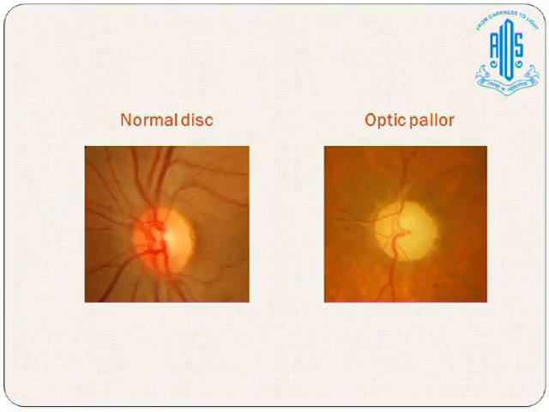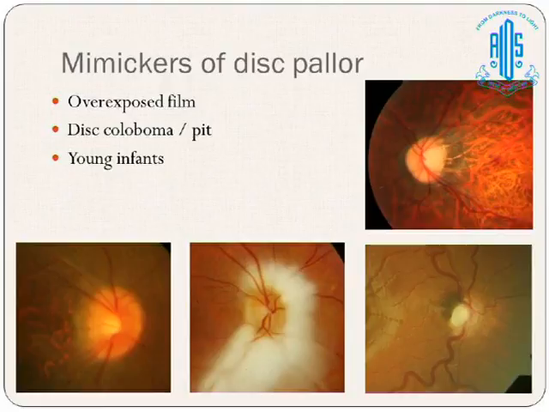So let's keep this in mind, and as Dr. Virendra sir has already described in detail what are the mimickers that we need to look into, what you need to remember is young infants and kids. What you can also see is when you see a normal disc, you feel that it is a pallor. So just remember that. Rest all, I think he has extensively covered it.